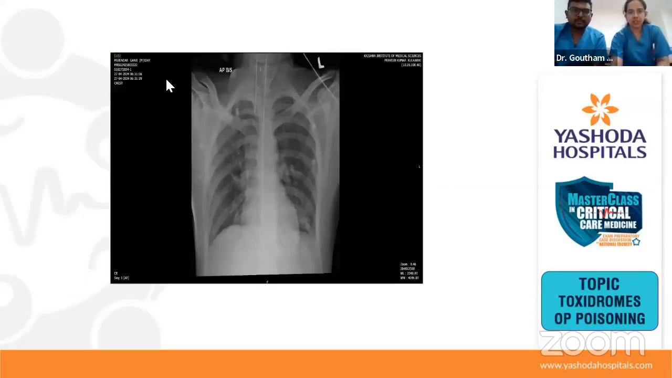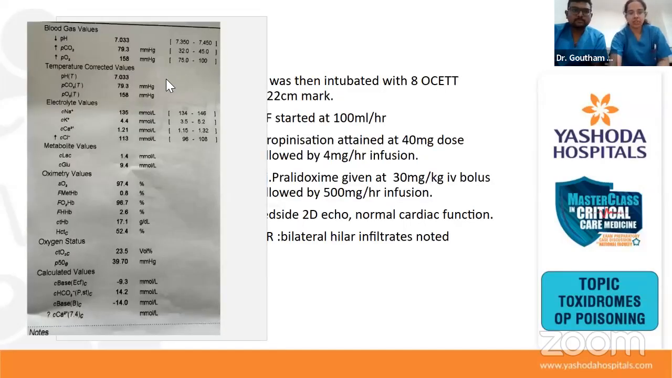The interventions we did after the initial examination: the patient was immediately intubated with an 8-sized oral cuff endotracheal tube. Prior to that, we had given atropine because of the sinus bradycardia and hypotension. An initial bolus dose was given, and atropine was continued until we achieved atropinization, which was attained at a dose of 40 milligrams. This was followed by an infusion of 10% of the atropinization dose, 4 milligrams per hour.